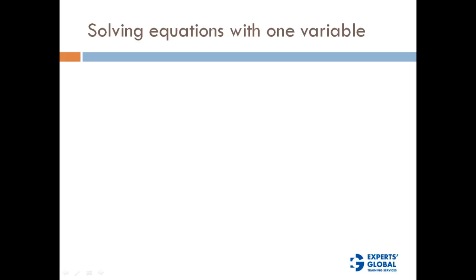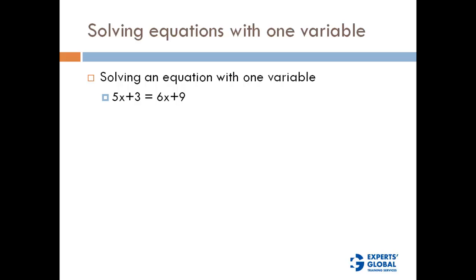So let's see what we need to do in order to solve equations. The first thing here is solving equations with one variable. There are equations with multiple variables, so we'll look at them subsequently, but the basic thing to start with is solving equations with one variable. So let's revisit our example here. We have 5x plus 3 is equal to 6x plus 9, and we need to find out the value of x, for which 5x plus 3 is equal to 6x plus 9.